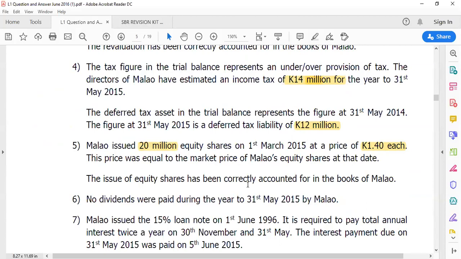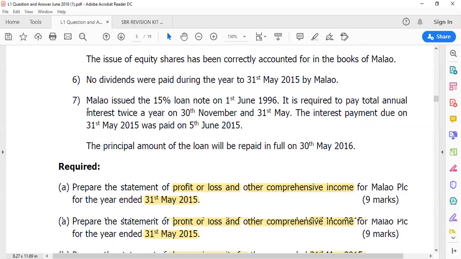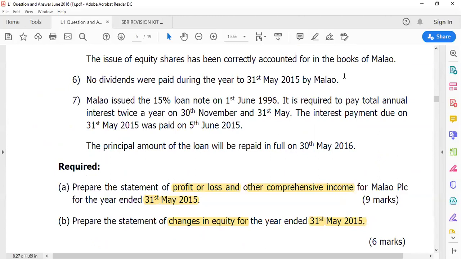Equity shares have been collected, accounted for in the books of Malawi. Yes, we know, because the date of report and the trial balance date match. No dividends were paid during the year. So in changes in equity, current year dividends, leave it blank because nothing was paid during the year. So you are fortunate, meaning that your profits are not going to reduce. If dividends were paid during the year, you would reduce your retained earnings by the amount of dividends paid. Let's go to note number 7. Malawi issued 15% loan notes on 1st January 1996.